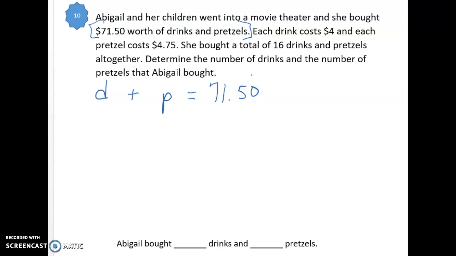Okay, and I'm going to do that before I ever go on. I know the money that I spend on drinks and the money I spend on pretzels has to equal the money that I spend altogether. It says each drink costs $4. So the drink, $4 per drink. So 4 times however many drinks I buy makes that 4D.